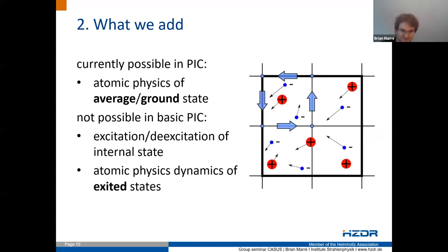In principle, it's not a problem that we don't include atomic physics in all PIC simulations, but it limits us in effect to using average or ground states of those ions. And of course, a physicist always wants to be as close to nature as he can manage. So if we want to model things like excitations and de-excitations of an internal state, or basic dynamics of those internal states, which are much larger than the simple charge, we of course have to include them. And that's what I'm currently doing.